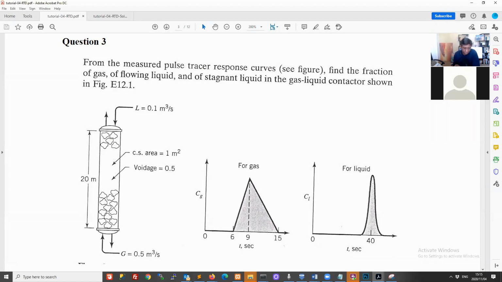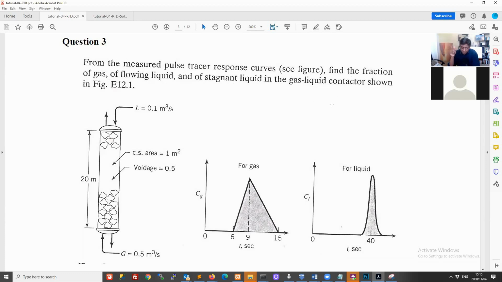And then you also have some solid particles in this reactor. So there are three phases here: a gas, liquid, and solid particles. The solid particles are not moving. So here, read the question. From the measured pulse, find the fraction of gas, fraction of flowing liquid, and fraction of stagnant liquid in the contactor.